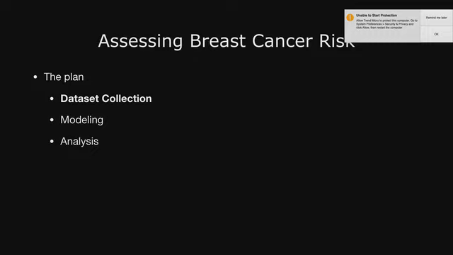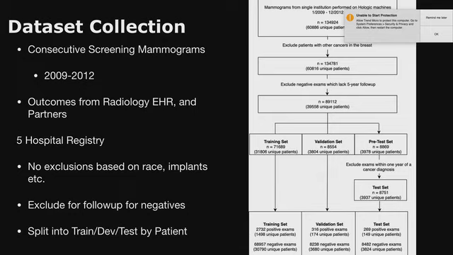And as before, the sketch we're going to go through is data set collection, modeling, and analysis. In data set collection, we followed a very similar template. We started with the consecutive mammograms from 2009 to 2012. We took outcomes from the EHR, once again, and the Partners Registry. We didn't do exclusions based on race or anything of that sort, or implants. But we did exclude negatives for follow-up. So if someone didn't have cancer in 3 years, but disappeared from the system, we didn't count them as negatives, so that we have some certainty in both the modeling and the analysis. And as always, we split by patient into train, dev, test.